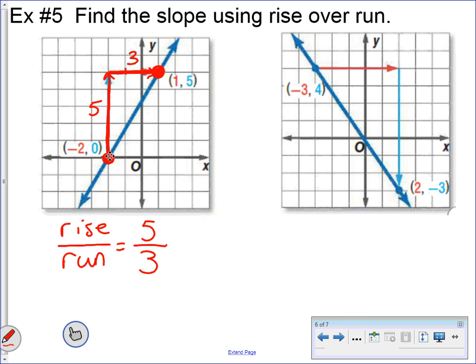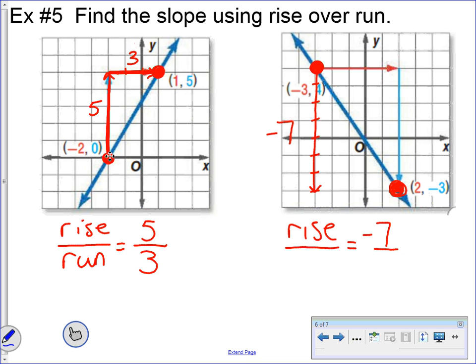Now, if you look at the next problem, you'll notice the line is going down. So the result in this one should be a negative answer. Let's take a look. We have a point up here at -3, 4, and a second point at 2, -3. If we start on the left, we're going to have to go down this time. So we need to count how many places we go down. 1, 2, 3, 4, 5, 6, 7. Since I went down 7 places, that's -7. The rise is -7.